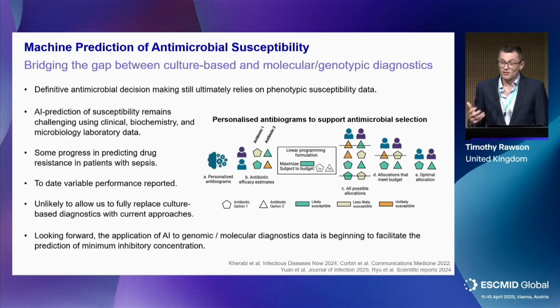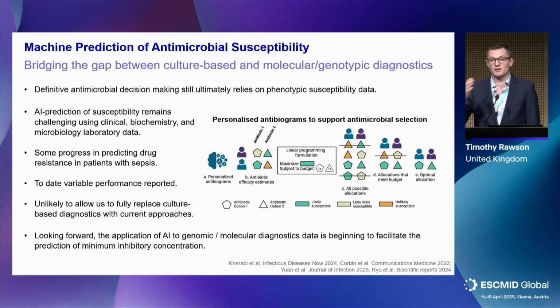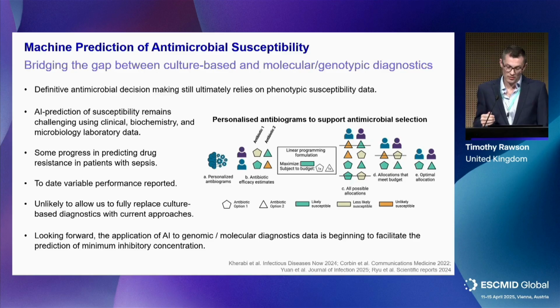I think also looking forwards, there's a huge amount of work that's been reported this week alone looking at the application of artificial intelligence with genomic and molecular diagnostics. And I think that the data is now starting to emerge that may facilitate much more robust predictions of things like minimum inhibitory concentration data. And it's going to open up opportunities to bridge some of those gaps between suspicion or syndromic diagnosis and confirmation of phenotypic susceptibility.